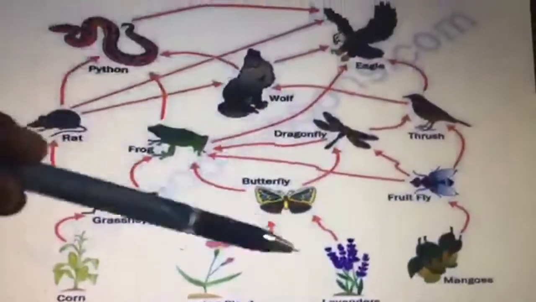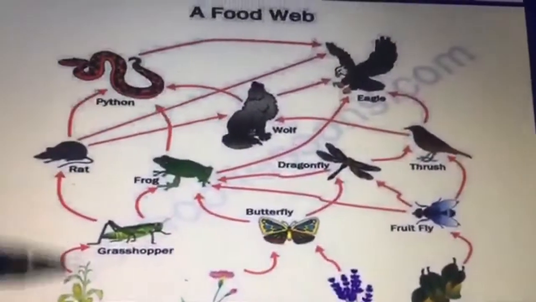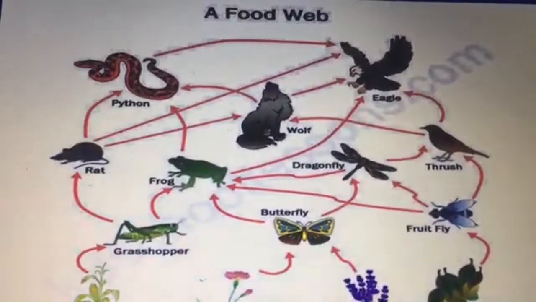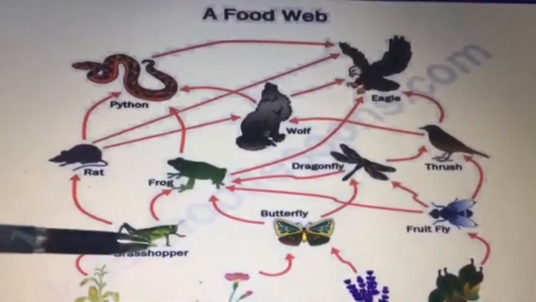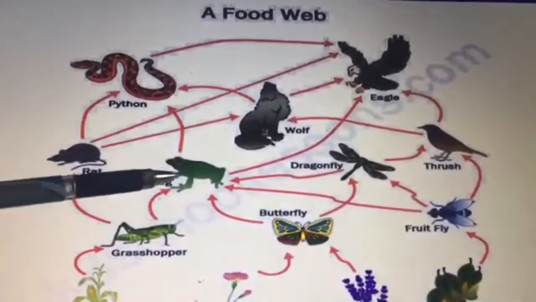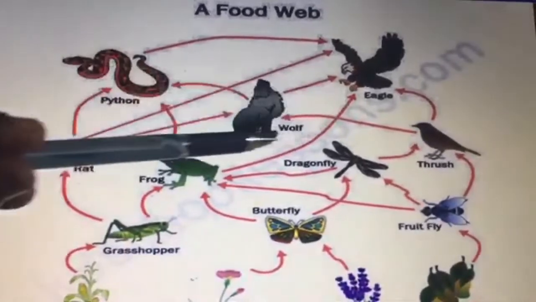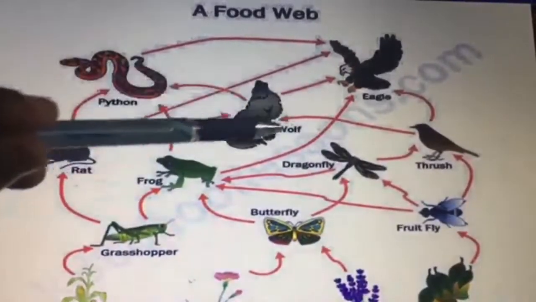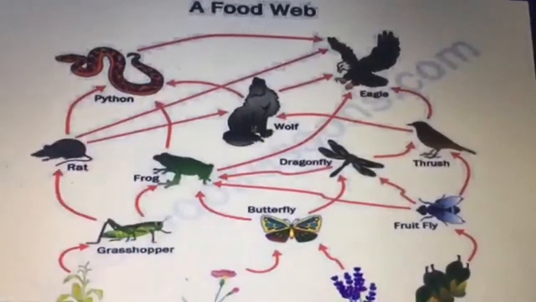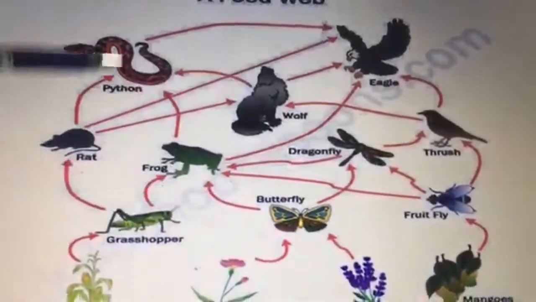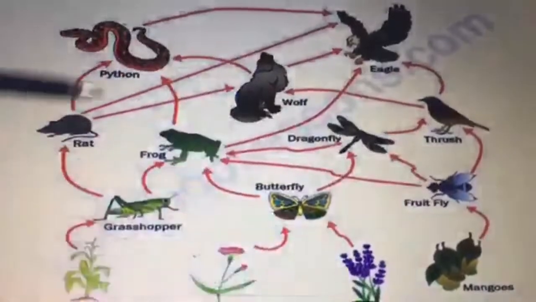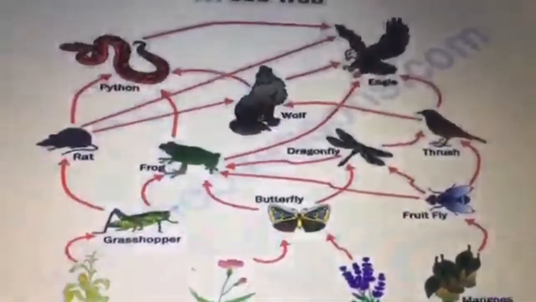Okay, this is another example of the food web. So many organisms are there. So this organism is eaten by this organism, which is eaten by the python. Like that there are so many interlinked connections in the food chain. So these are the examples of food web. Many interconnections are there.